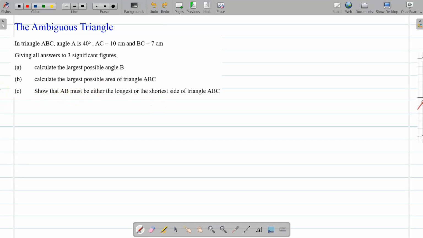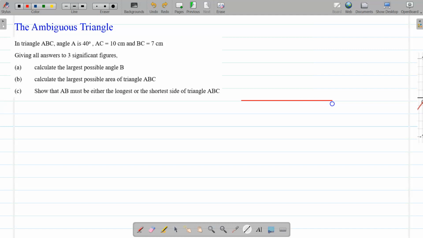So we're given a description here of a triangle ABC. We're told that the angle at A is 40 and there's a line joining the points A and C of length 10 and B and C of length 7. Before I go any further and even look at the questions, I'm going to sketch what this will roughly look like. We're going to start with a line that's going to be the base of our triangle.